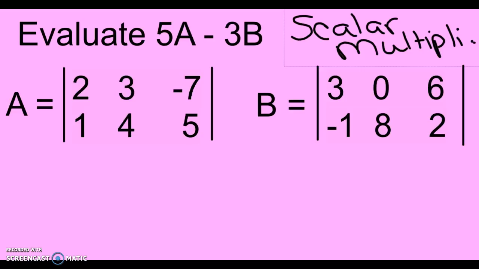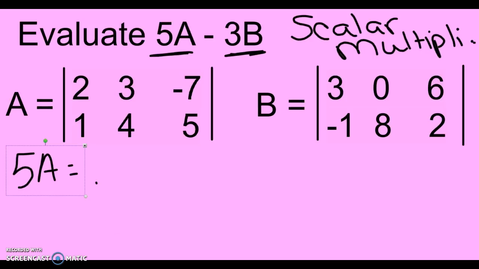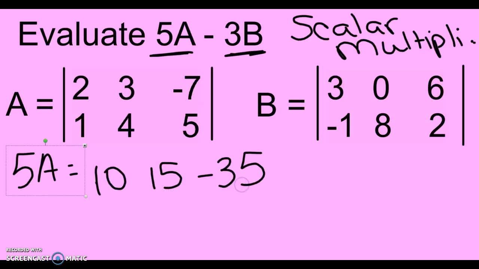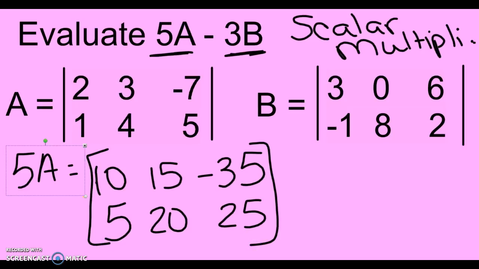Let's do 5a. This is saying 5a minus 3b, so we're going to make 5a first. 5a is going to be 10, 15, negative 35, 5, 20, and 25. That's your first one. Technically you're supposed to make a little square bracket. It takes me too long to make the square brackets when I type them, so these are technically a little bit wrong. You're supposed to have a little square bracket on this.